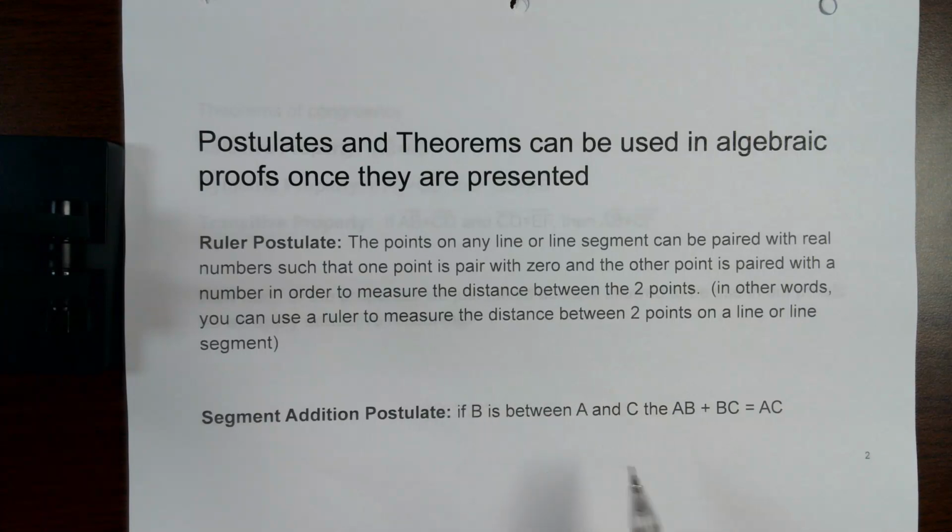The ruler postulate, you can read through that, but it just basically says that if you have 2 points, you can use a ruler to measure the distance between those 2 points.